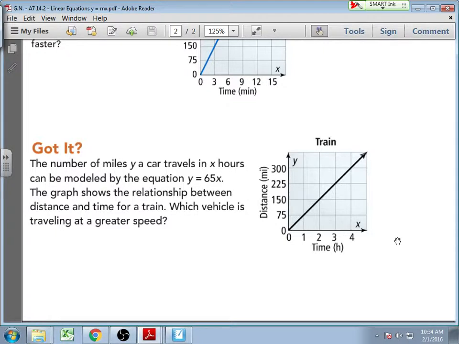Really bad. So if I compare here in the graph, somebody who I haven't talked to yet today, what is the speed of the train in the graph? Olivia. 75 miles an hour. So, which is faster? The car or the train?